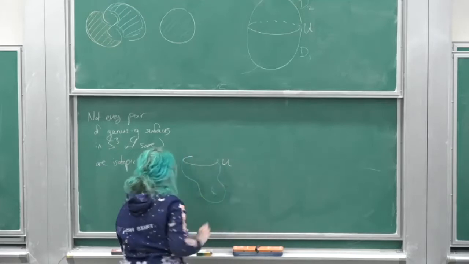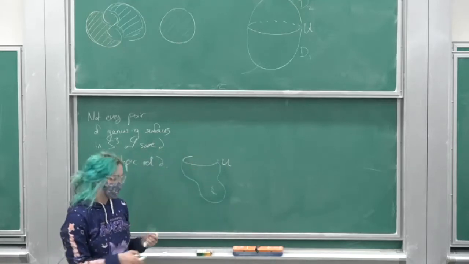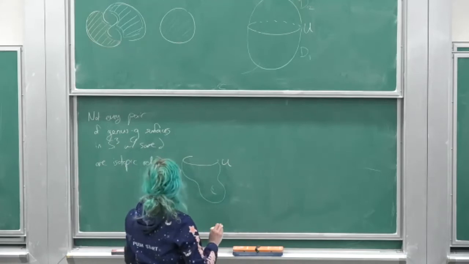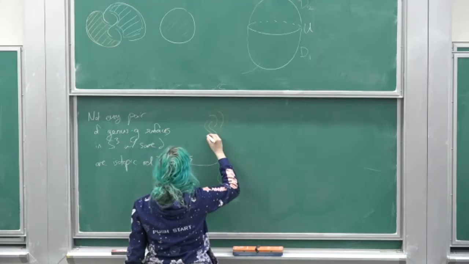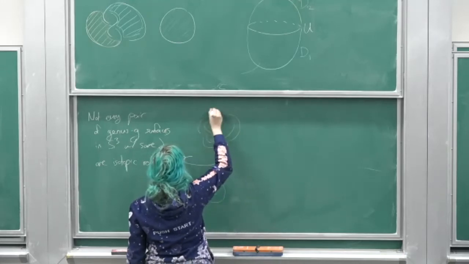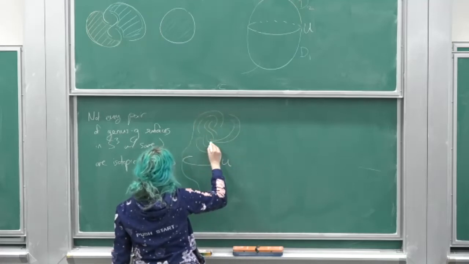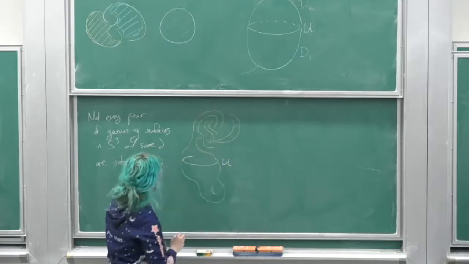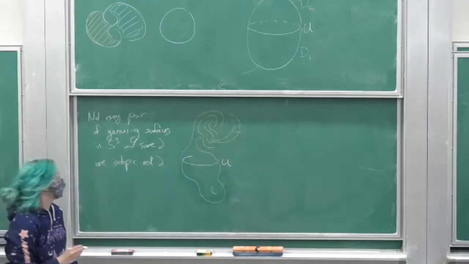So just like my same disk from before, but I attached a little tube to it. So now it's genus one. And then I'm going to do the same thing up here, but I'm going to attach my tube along a more interesting path. Great. So this is again a genus one surface with the same boundary. So that's sort of like a long tube there.